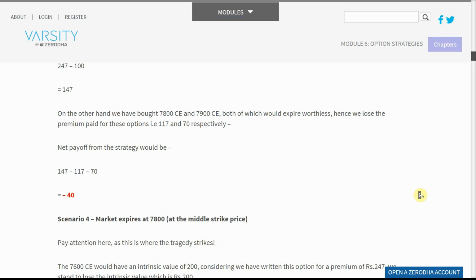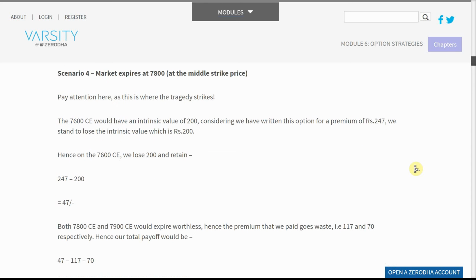On the other hand, we have bought 7,800 CE and 7,900 CE, both of which would expire worthless. Hence we lose the premium paid for these options, i.e. 117 and 70 respectively. Net payoff from the strategy would be 147 - 117 - 70 = -40. Scenario 4: market expires at 7,800, at the middle strike price.